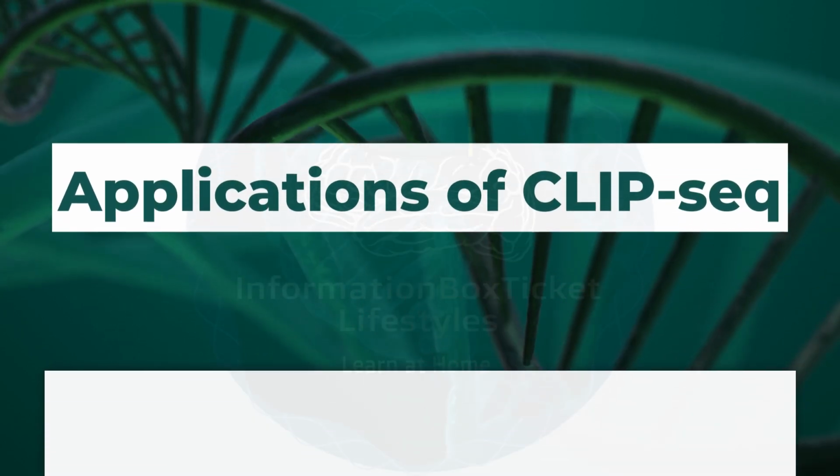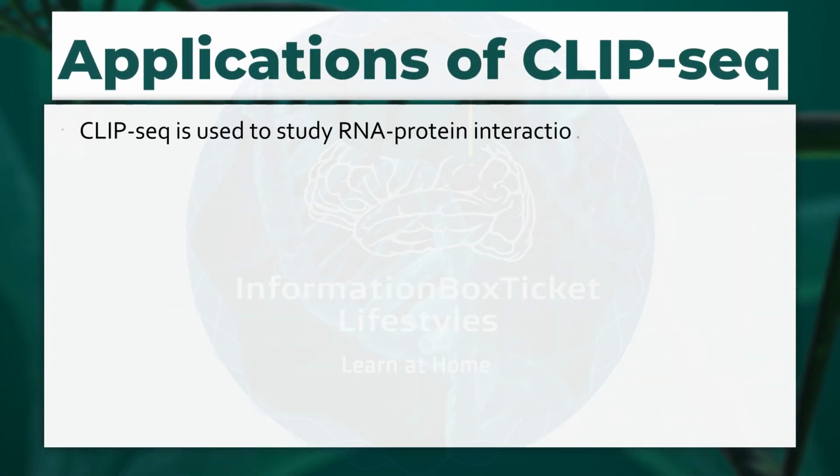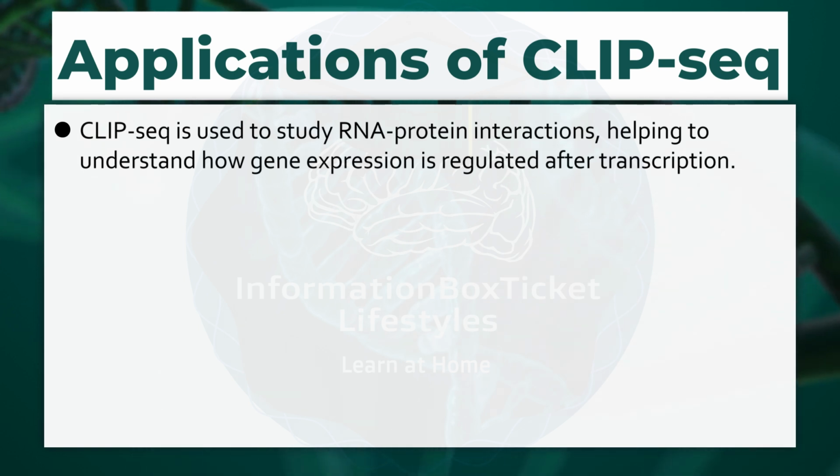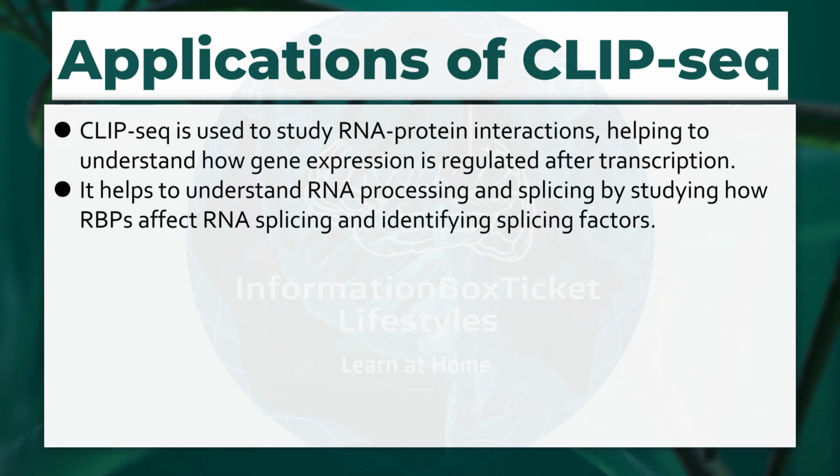Applications: Crosslinking and immunoprecipitation sequencing is used to study RNA-protein interactions, helping to understand how gene expression is regulated after transcription. It helps to understand RNA processing and splicing by studying how RNA-binding proteins affect RNA splicing and identifying splicing factors.